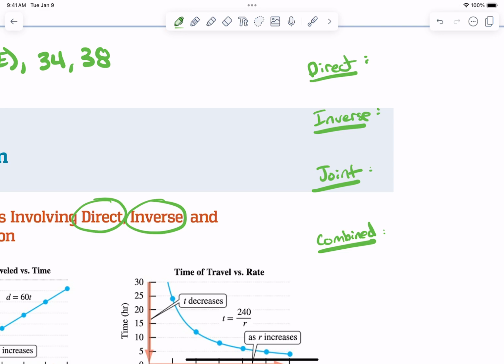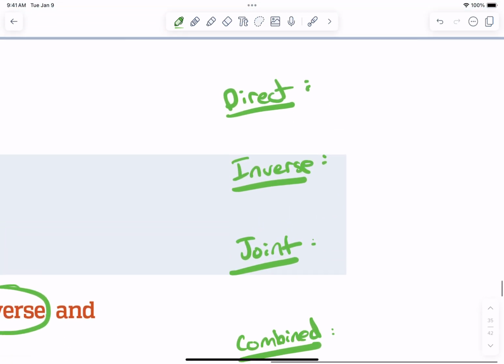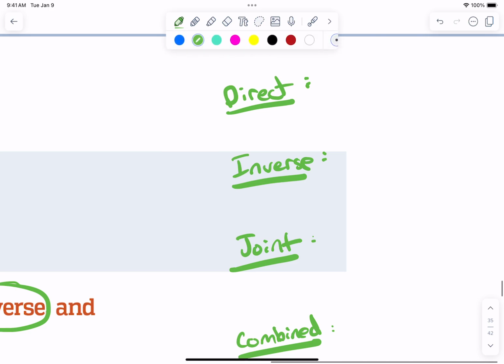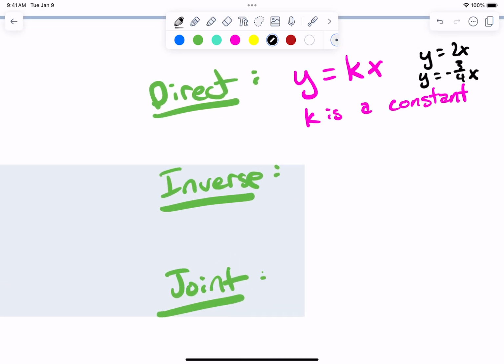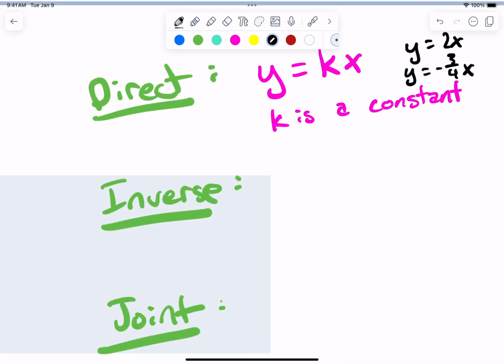Okay, here is how direct variation works. It's talking about how it relates variables. Okay, variation, how they are varying. Direct variation is relating two variables. We'll call them x and y. And direct variation is y equals k times x, where k is a constant. Okay, so for example, like y equals 2x, or y equals negative 3/4 x, something of that nature, right? That is a direct variation.